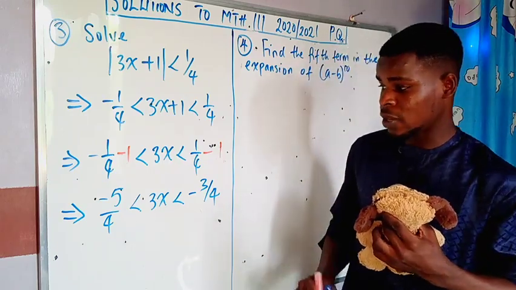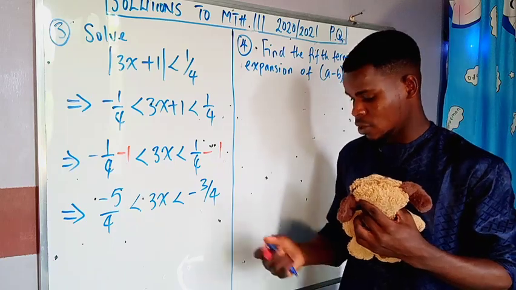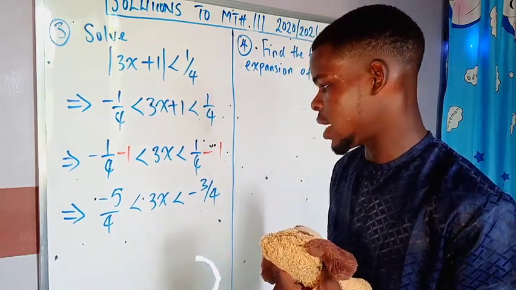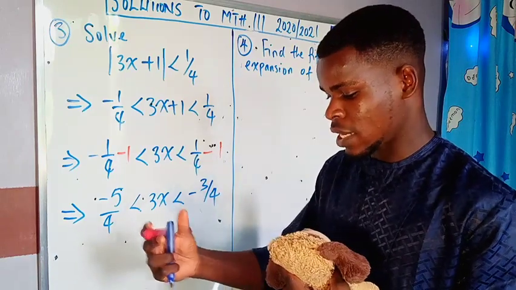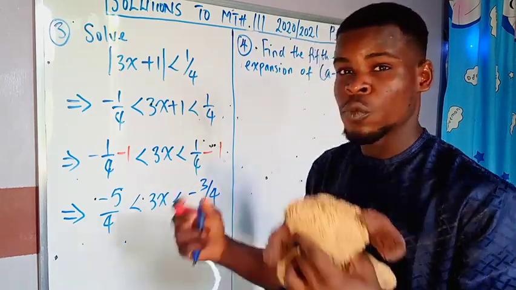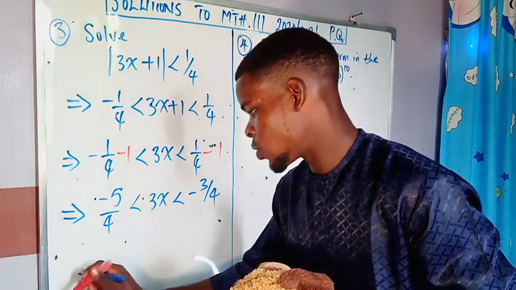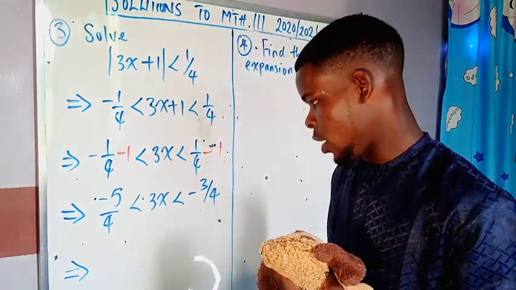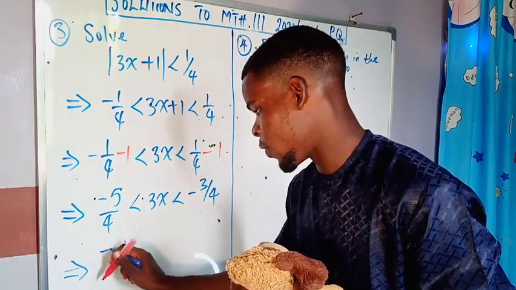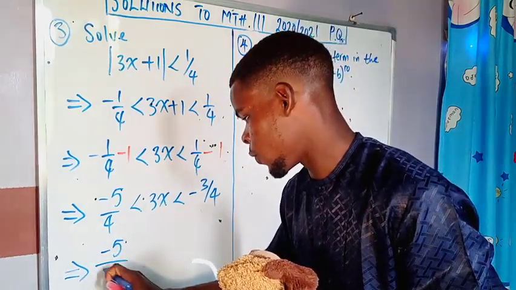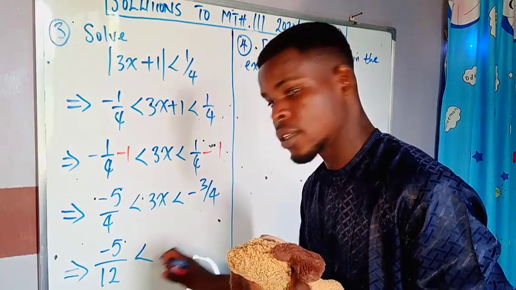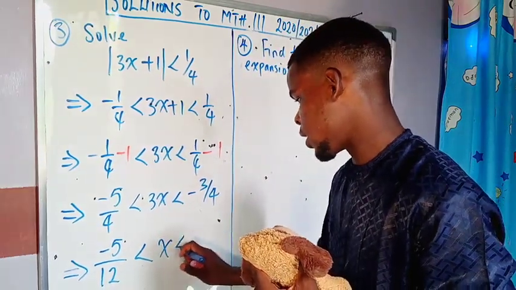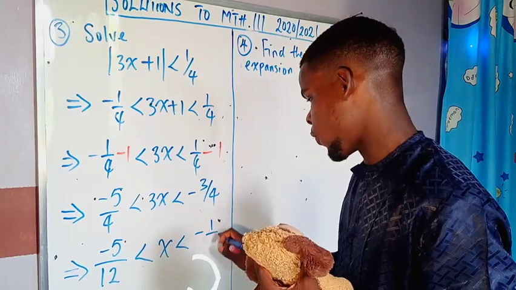Because x is with 3. Remember, we want to make x stand alone inside, so that we know which value is bigger than x and which value is less than x. In other words, we know where x lies. So if we divide through by 3, we're going to have negative 5 over 12 to be less than x, and this is in turn less than negative 1 over 4.